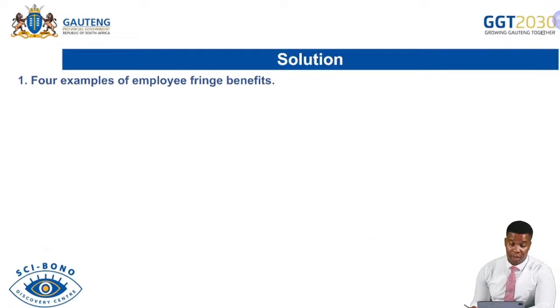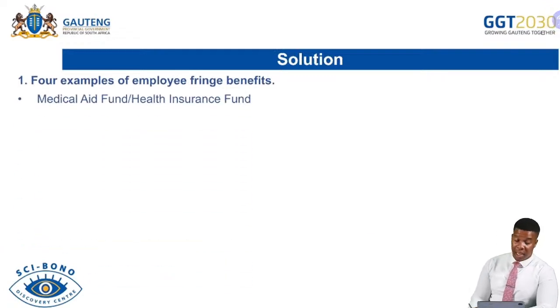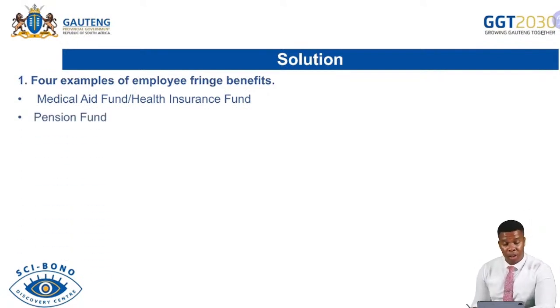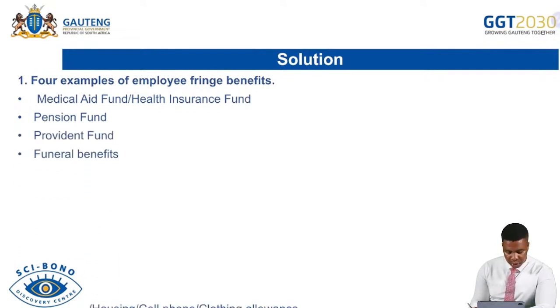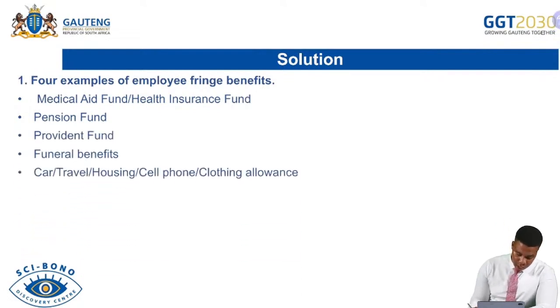Let's see the solutions. Remember, we talked about what the benefits are. 1, medical aid fund or health insurance fund. We also have pension fund as a fringe benefit. We have provident fund as well. We also have funeral benefits. We can also have car, traveling, housing, cell phone or clothing allowance.